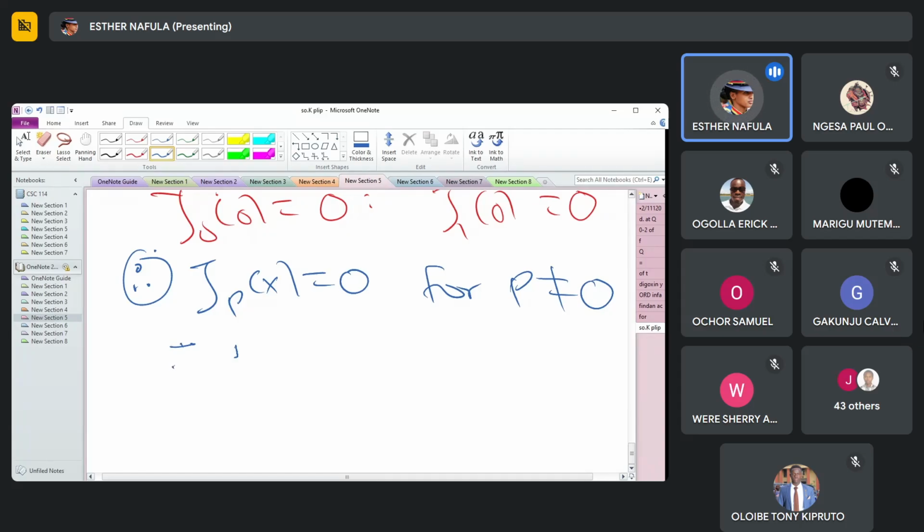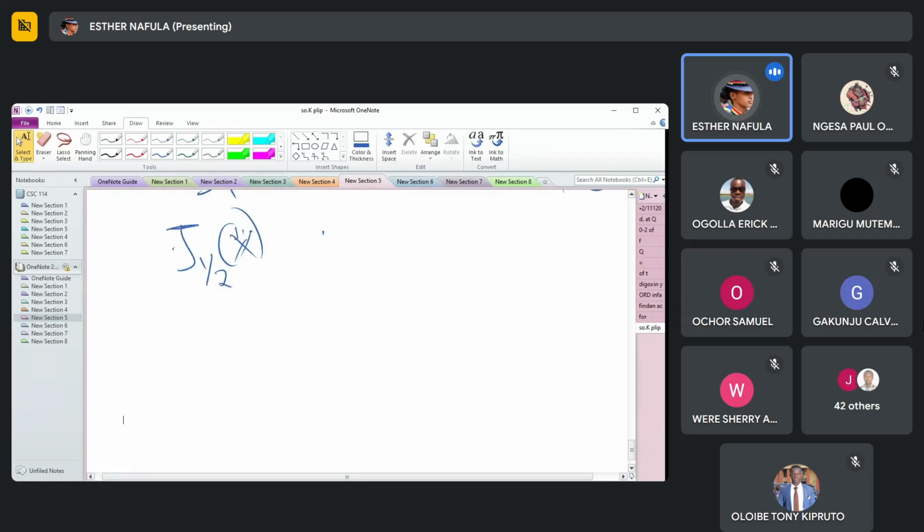Now we can look at J half of x. So we're first dealing with the case where p is not an integer, or in other words, where p is a fraction. So let's look at J half of x. We can obtain the results for J half, and then you should be able to obtain results for J 3 halves, and so on. For J half of x, substitute p equals a half in the formula.